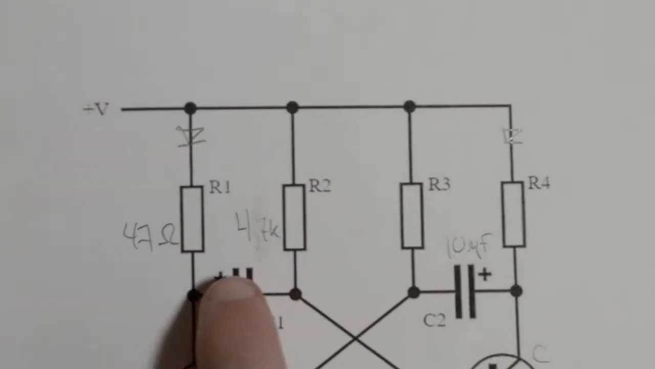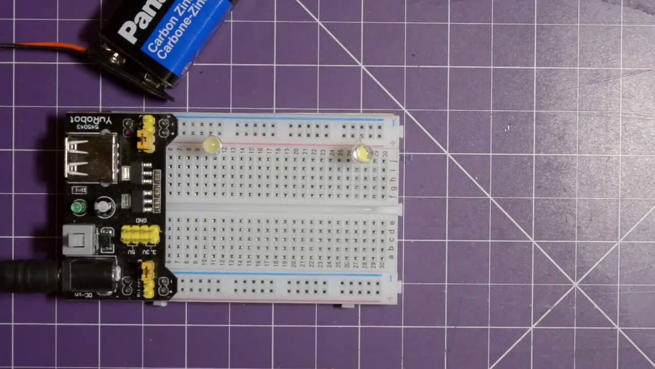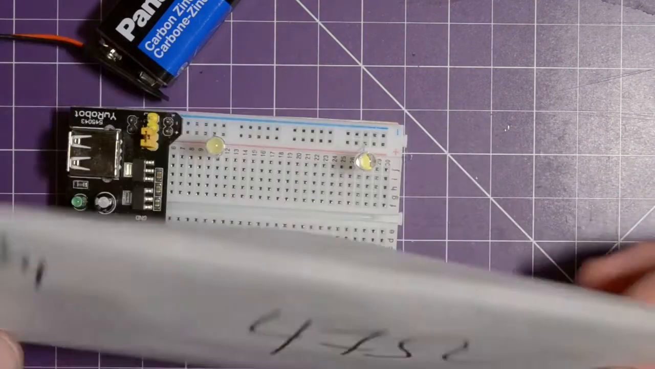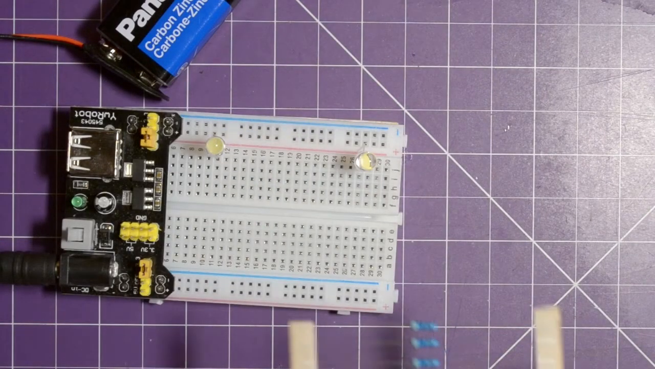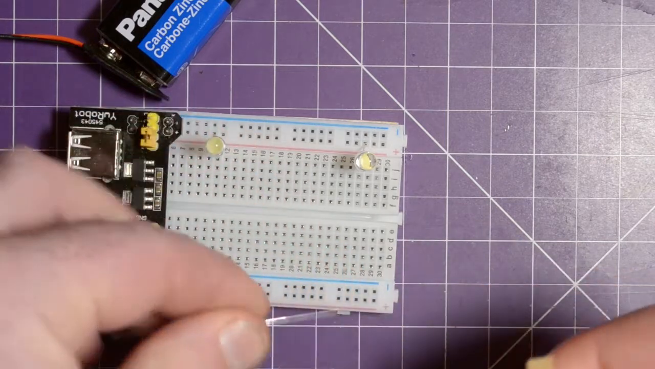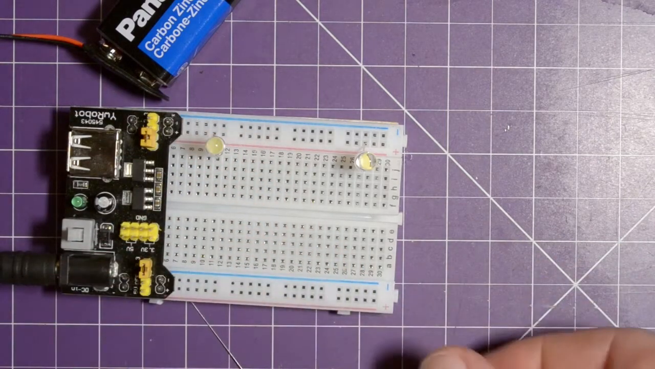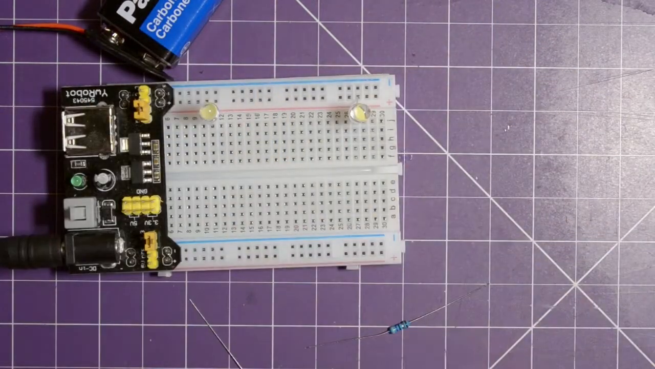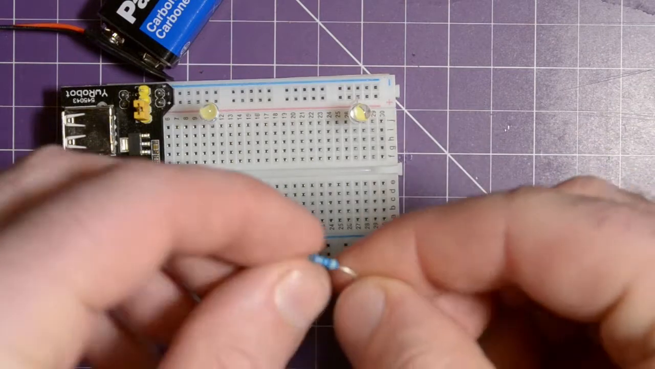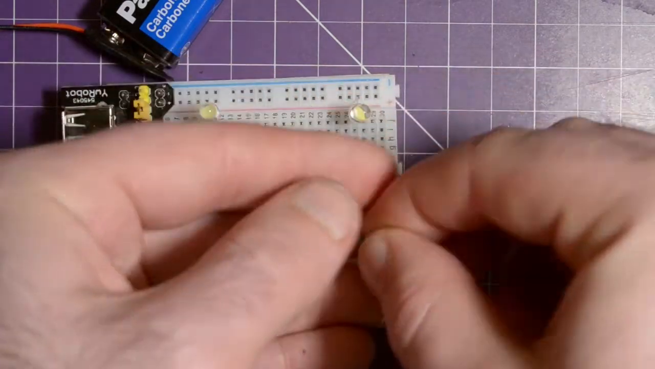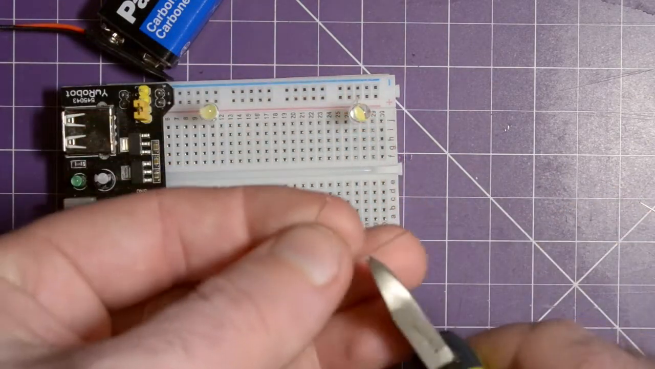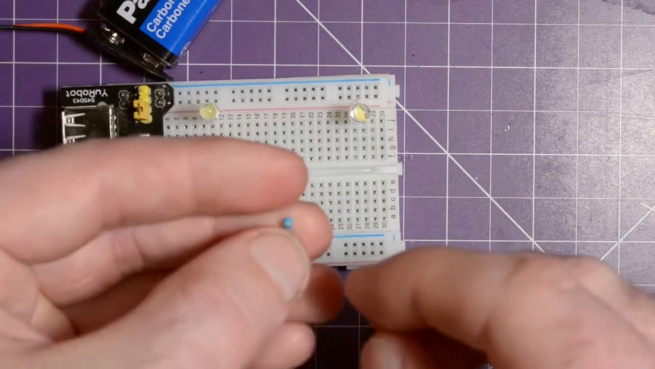Let's do R4 and R1, which are 47 ohms. So I keep my resistors in these envelopes. So here we go, 47 ohms, let's break two of them off. Put this back in the envelope. Okay, and I like to kind of give these a bend, like that, and then crop off the ends just so that the LEDs are pretty close to the breadboard. And by LEDs, I mean resistor, of course.